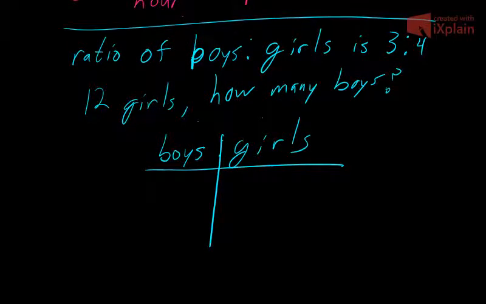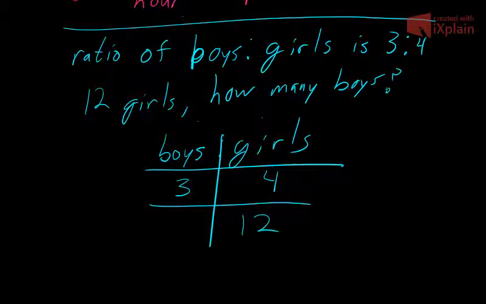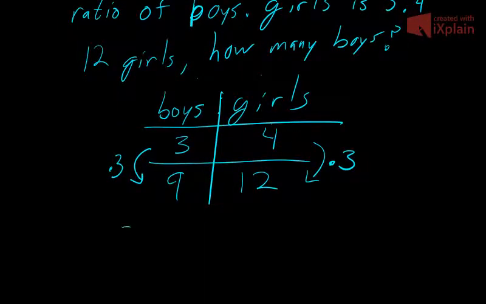I know that there would be 3 boys for every 4 girls, but I also know in reality there are 12 girls. So I need to figure out what I did to girls to get 4 to 12, and the answer there, 12 divided by 4, is I had to multiply by 3. So that's what I'm going to do to the 3 over here. I'm going to multiply by 3. 3 times 3 is going to be 9. So the answer to how many boys would be 9 boys. And just like that, I am good to go.